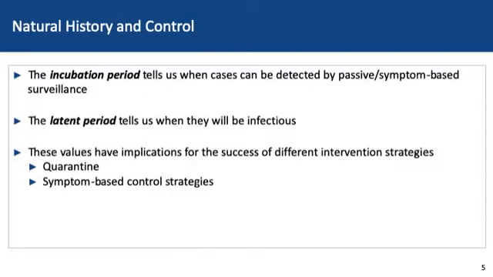Now let's think a little bit about disease natural history and control. Remember, the incubation period tells us when people develop symptoms. And so that tells us when cases in the course of their infection can be detected by passive measures or symptom-based surveillance. The latent period tells us when people will be infectious. So that tells us when they can actually start causing new cases. And so the relationship between these values has implications for the success of different intervention strategies, particularly quarantine and symptom-based control strategies.